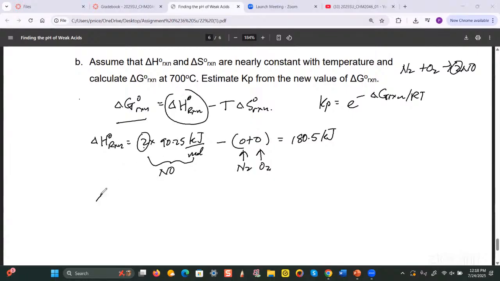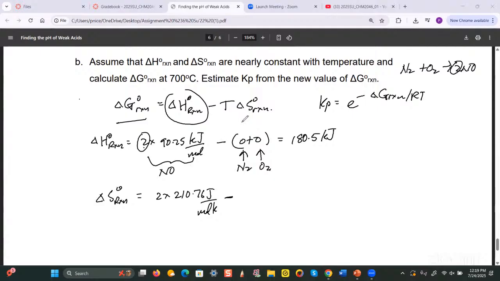Then we need to find the delta S of the reaction for the entropy, right? So again, you have to consult the tables, and I did that, and this is what I got. In the case of the NO, it would be 2 times 210.76 joules per mole Kelvin minus... I'm confusing it. It's the products minus reactants.